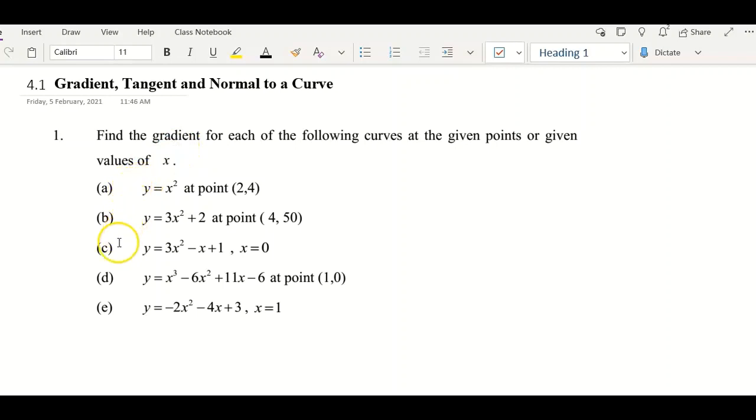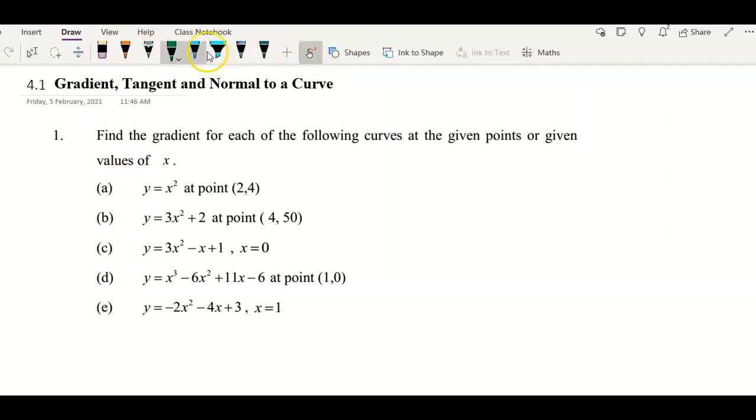In question 1 I have 5 parts, A until E, and I'm going to discuss only a few of them because they are similar. I'm going to show parts A, C, and E. B and D I leave for you as an exercise. Okay, so let's look at question A.